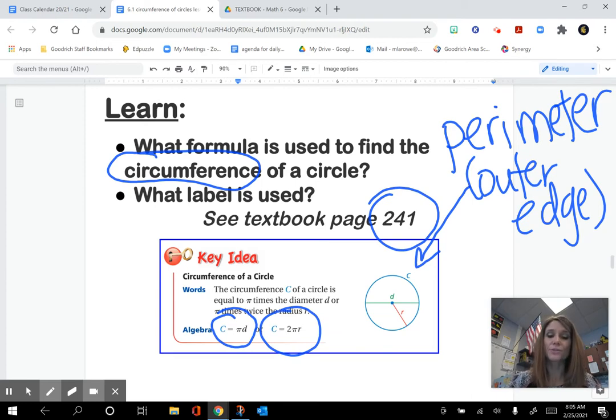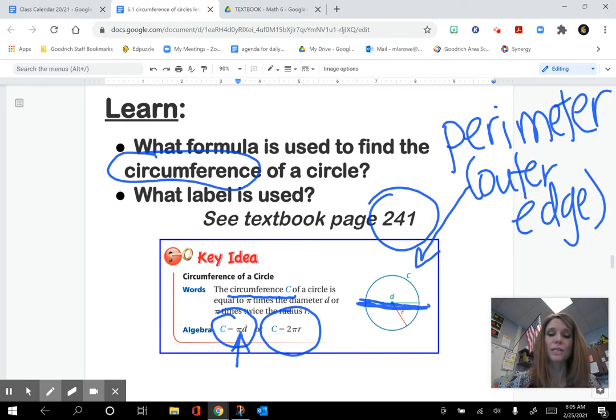And each of these letters represents something in the circle world. So the C that is part of our formula is just short for circumference. So C equals, or circumference is, pi, which we know is approximately 3.14, times the diameter of the circle. So if I know the diameter of the circle, all I have to do is multiply that number by 3.14, which is the approximate value of pi. And then, ta-da, I'll have my circumference measurement already done.